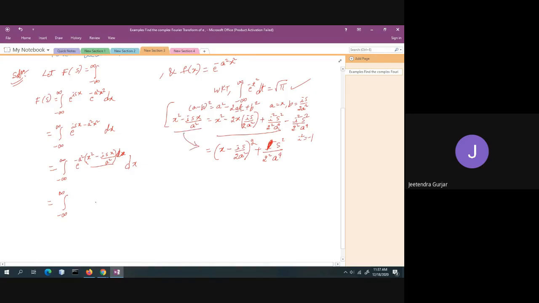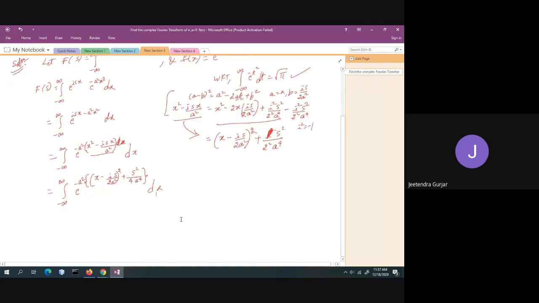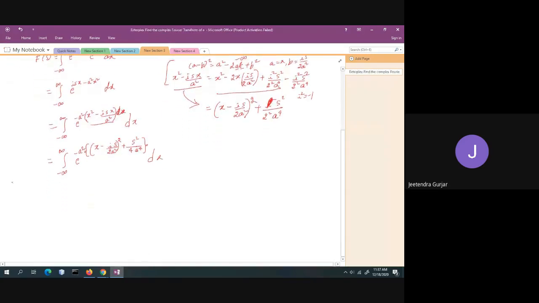So this will be e raised to minus a square, and everything is in the power: x minus i s divided by 2a square, the square, plus s square upon 2 square, I will write 4 now, a raised to 4. And this is dx as it is. Okay, students, see here, very very important modification we have done, and this is a very important example. So you can see I have still not included the integration. I have kept it as it is. I want to modify this first.